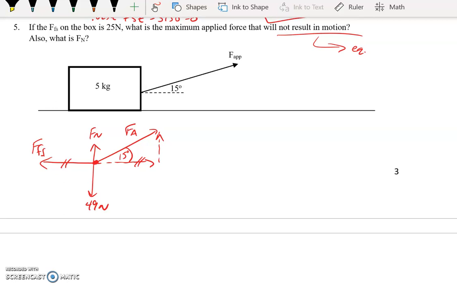So that means if this force of static friction is 25 newtons, that tells us the x component of our applied force is 25 newtons, which should help us find the hypotenuse because we have the adjacent side and the angle. So cosine of 15 equals 25 over force applied. So force applied equals 25 over cosine 15, which is 25.88.